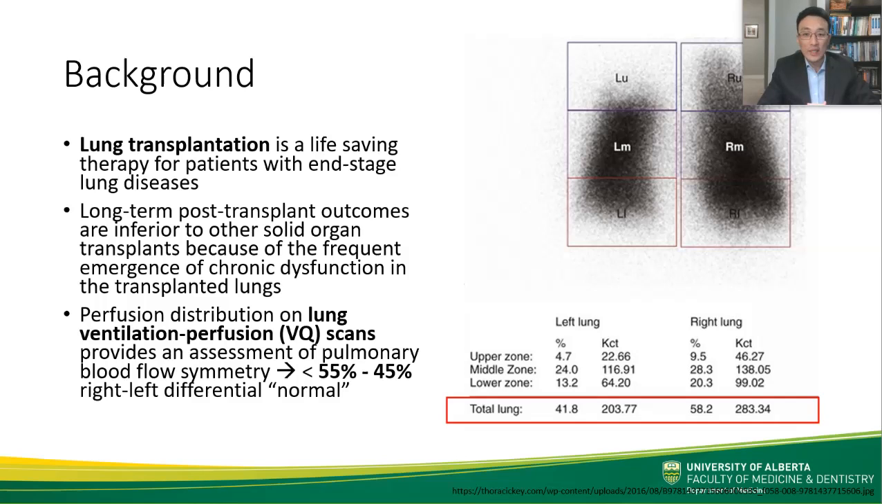One important quantitative parameter obtained from these VQ scans is the lung perfusion differential, which tells us about the relative distribution of pulmonary blood flow to the right and left lungs, adding up to 100%. A 55-45 right to left split is considered a threshold of normal since the right lung is larger.